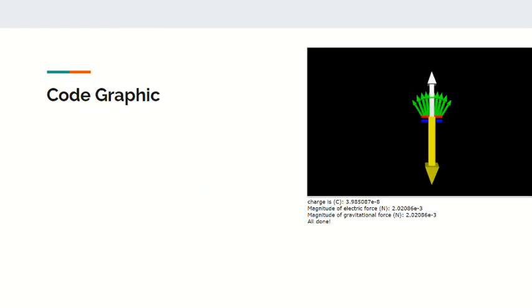Here's the actual graphic for the code. As you can see, here are the arrows from the electric field. And it says that my charge is 3.985087 times 10 to the negative 8 coulombs.